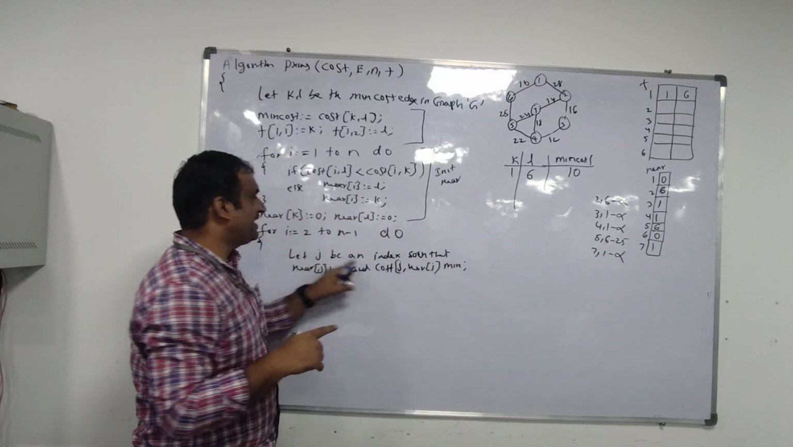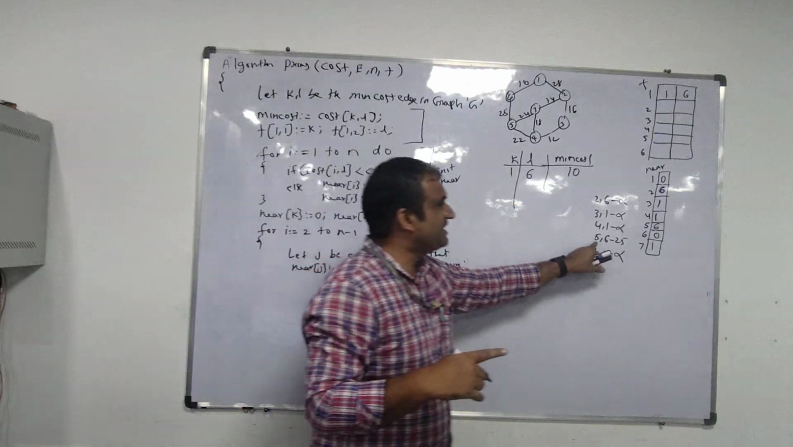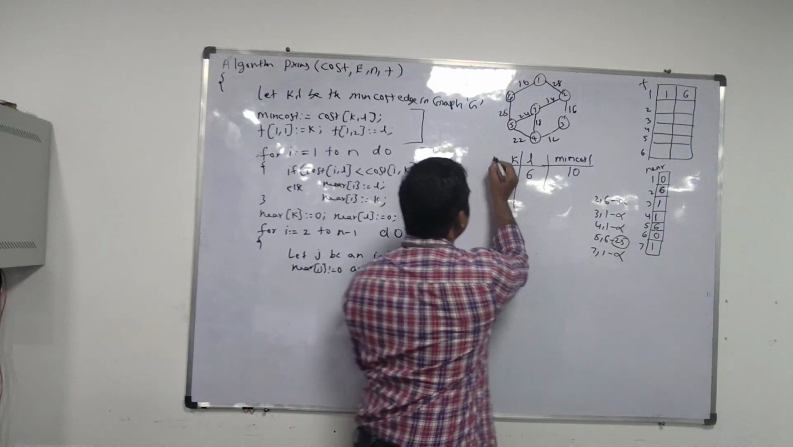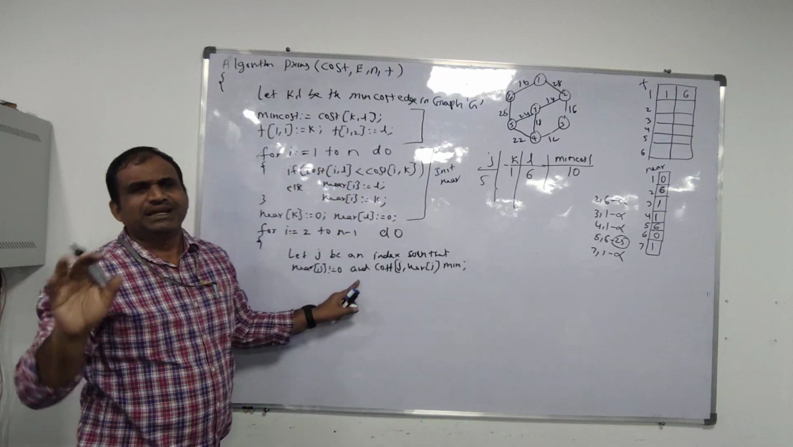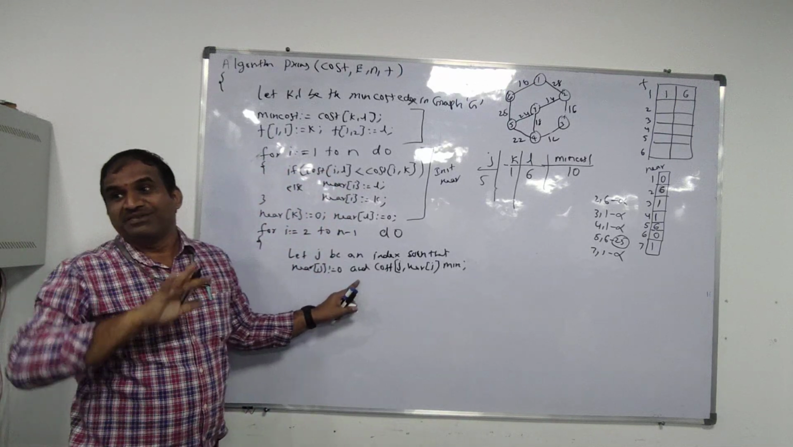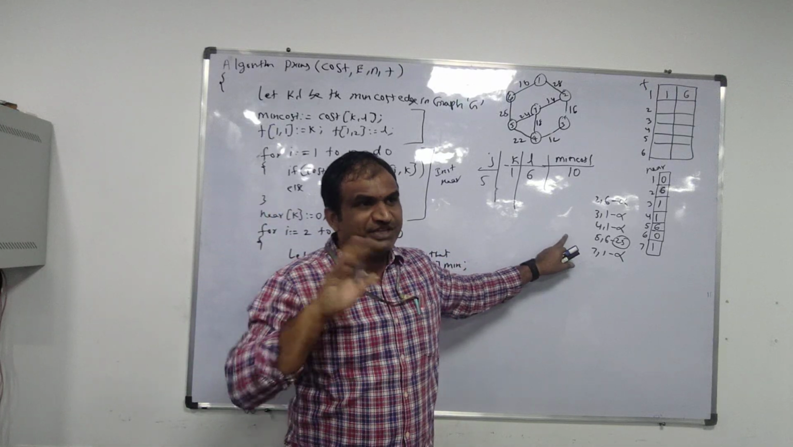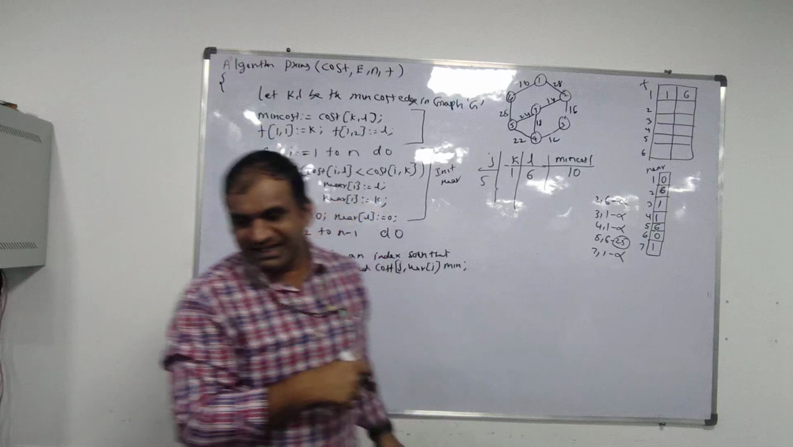So let J be an index such that near of J not equal to 0 and cost of J comma near of J is minimum. Who is minimum? 25 is minimum. So who is J here? 5. Very good. Is that clear? This line will make the entire algorithm finish. Now you got the next edge.